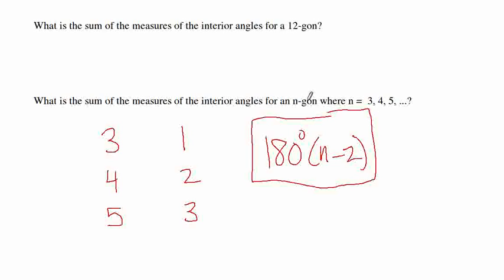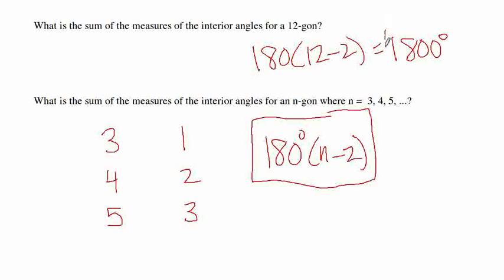And so now we can handle the 12-gon without even having to draw a picture. So 180 times 12 minus 2 gives 1,800 degrees.